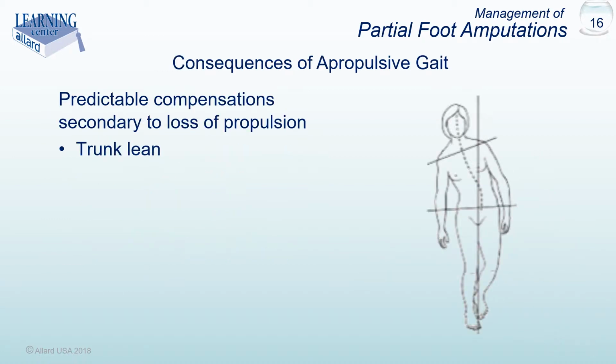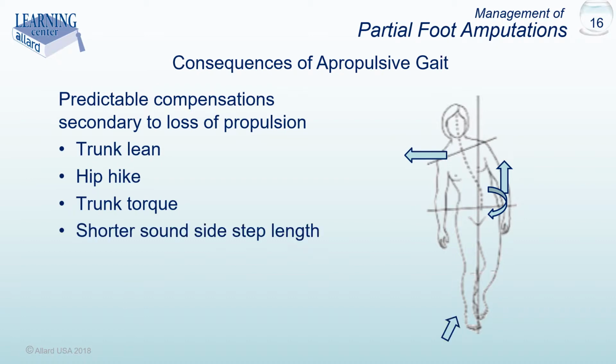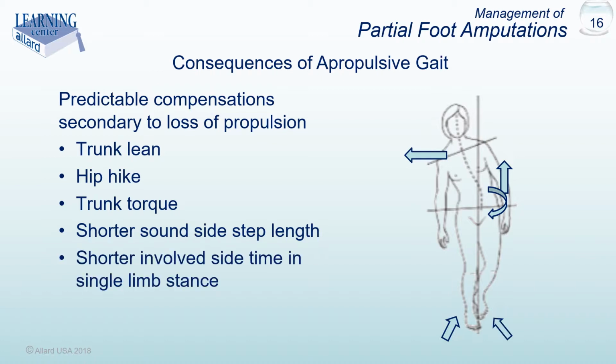With a lack of power crossing the ankle, compensatory mechanisms are needed to pick the foot up off the floor and to initiate swing. These predictable mechanisms include, but are not limited to, trunk lean to assist with hip hiking to pick the foot up off the floor, and trunk torque to advance the pelvis in order to initiate swing. A shorter sound side step length makes the compensatory mechanisms easier, and there is a shorter involved side time in single limb stance because that limb's not stable or propulsive.